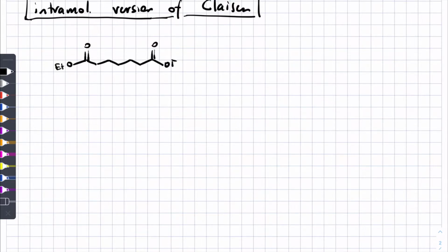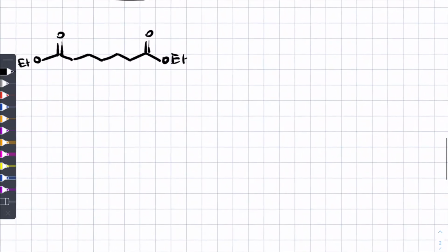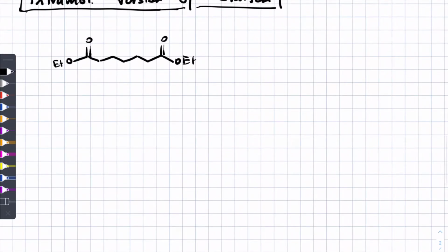And let's see, I'm not sure if we... 1, 2, 3, 4, 5, 6, sure, that works. This ester is symmetrical, so we don't actually have to worry about which alpha carbon should be removed and which carbonyl carbon should get attacked.